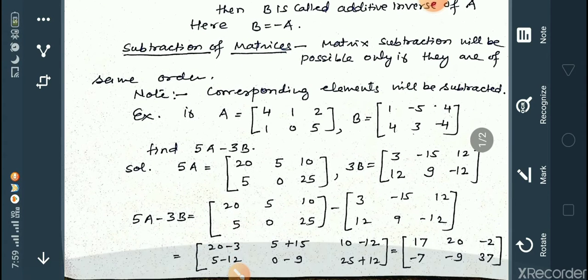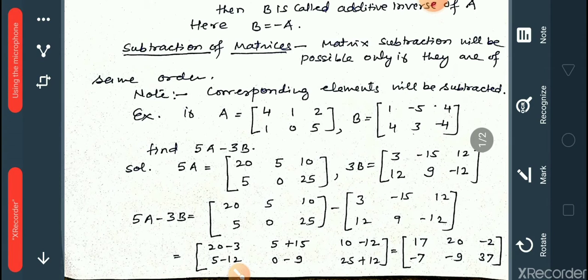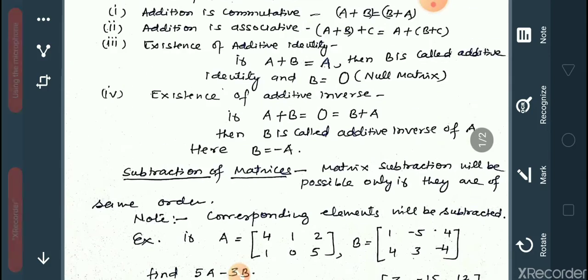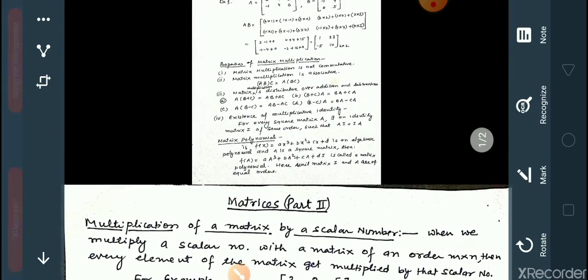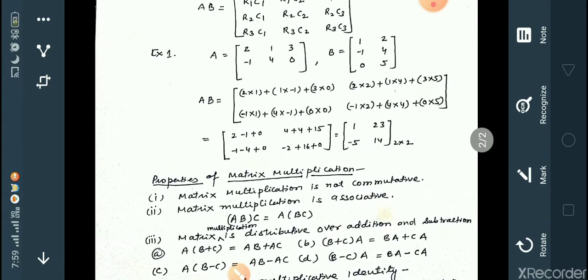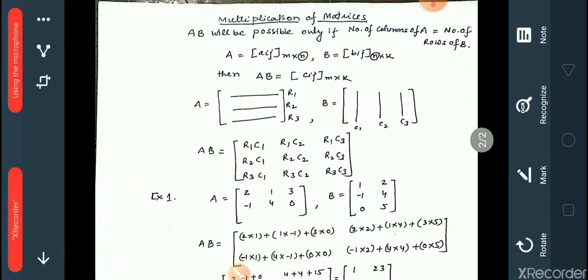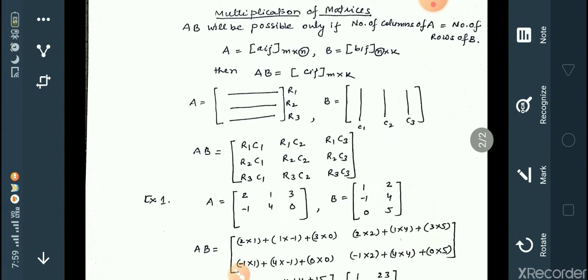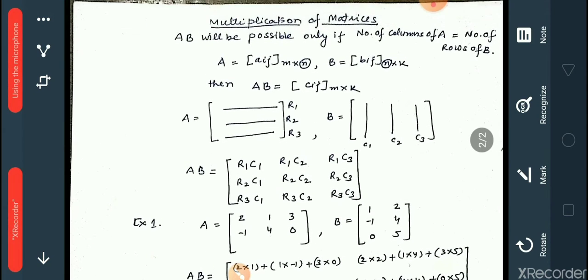Simply, there is a matrix A and B, and we have to find 5A minus 3B. First multiply A by 5 and B by 3. After that subtract them. In this way you can get 5A minus 3B. I think now it is clear from the above properties of matrices. Now move to an important operation on matrices, that is multiplication of matrices.